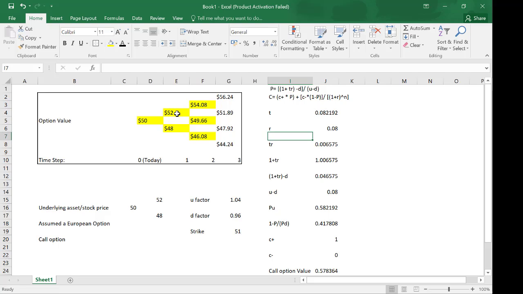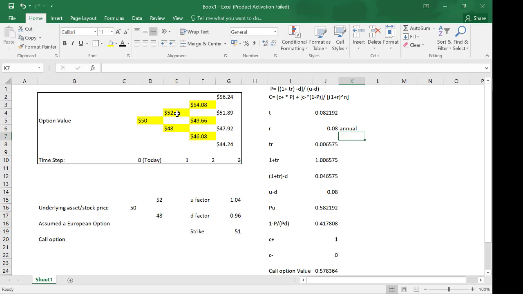What are these factors? I want to first calculate the probabilities of the stock price moving to 52 and moving to 48. So I've divided this whole equation into small expressions. The first is T, which is the time to maturity. We are just focusing on a 1 month period, so that's why I've taken it as 30 by 365. Then the interest rate. This is an assumed interest rate of 8%, which is an annual interest rate.